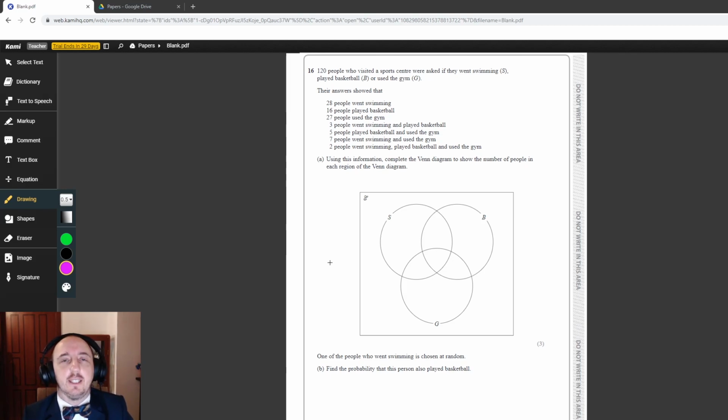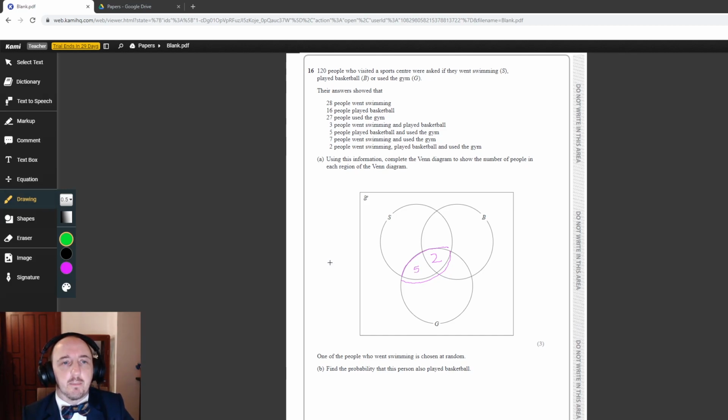For question 16, we need to have a look at the intersection of 3 different Venn diagrams and try to figure out logically what the numbers are going to be in each of the intersections. If we start at the end bit of information, 2 people went swimming, played basketball and used the gym, so they go directly in the middle. The next one up is 7 people went swimming and used the gym. Swimming and gym is the intersection of those 2 circles, so we need that to total 7, and we have 2 already, so we need an extra 5.